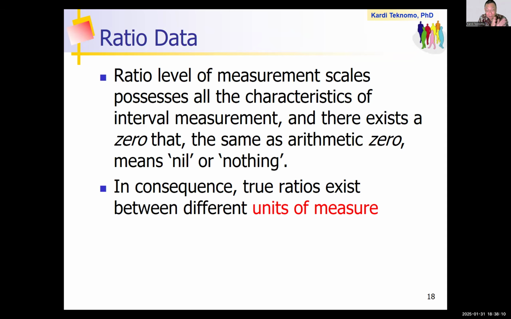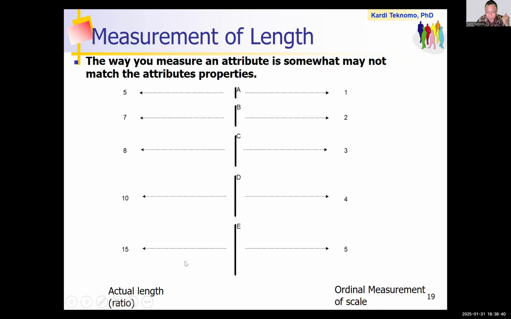The best data type is actually ratio. In ratio data type, there exists 0, that means nothing, nil. As a consequence, usually the true ratio exists between the units of measurement. So if you have a unit of measurement, mostly you will have ratio data type. So this is an example. This is the actual length: 5, this is 7, this is 8, this is 10, 15.